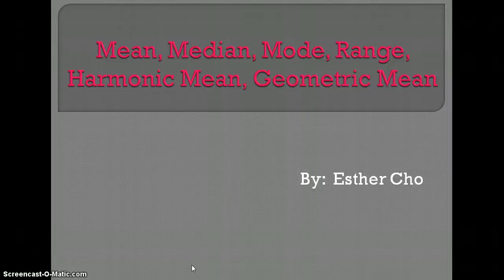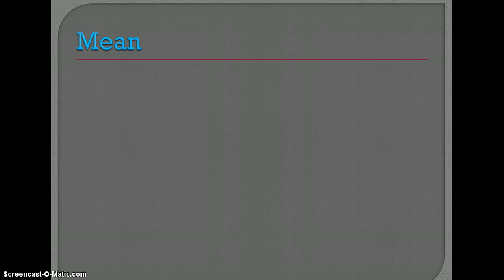Today I'll be talking to you about mean, median, mode, range, harmonic mean, and geometric mean. First, we'll start off with mean. Mean is the average of a data set.